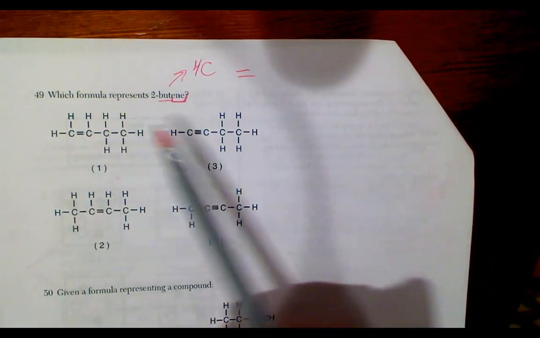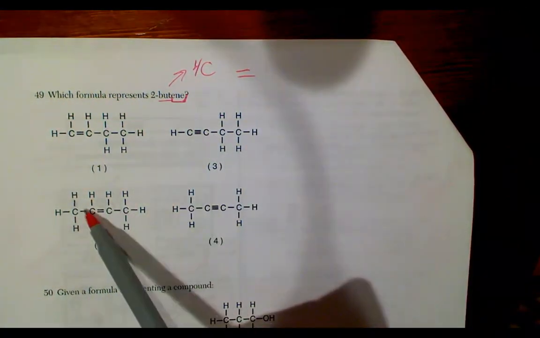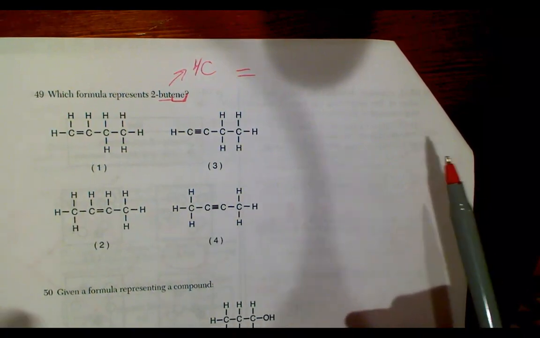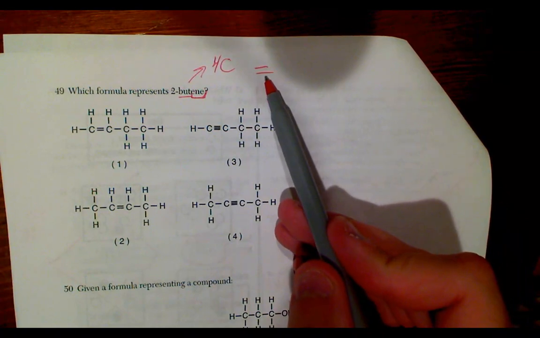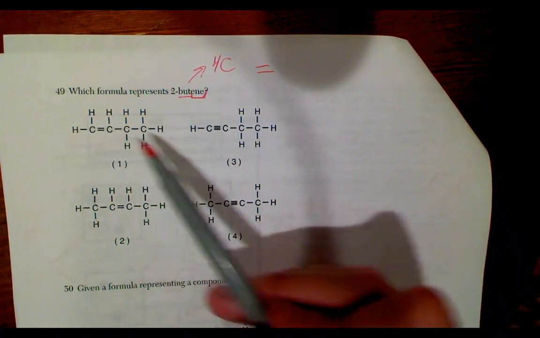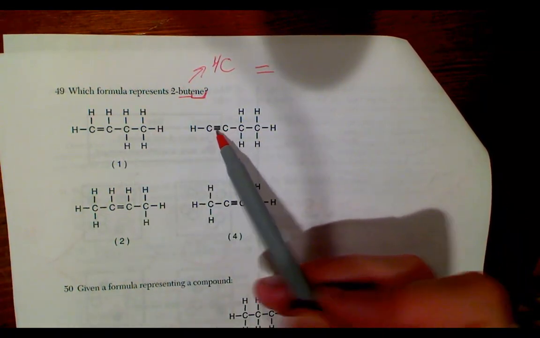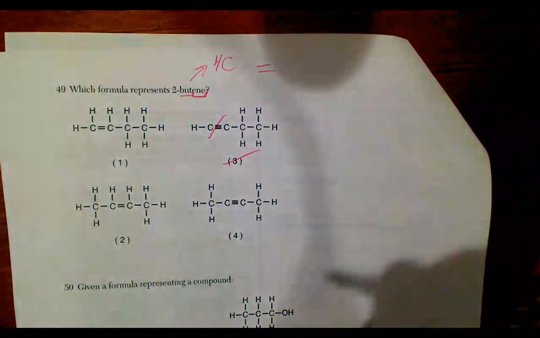1, 2, 3, 4 carbons. The number of carbons didn't help us any. How about the fact that it needs a double bond? I see a double bond here, so that's okay. Oh, I see a triple bond in this choice. That's not going to be correct. Get rid of choice 3.